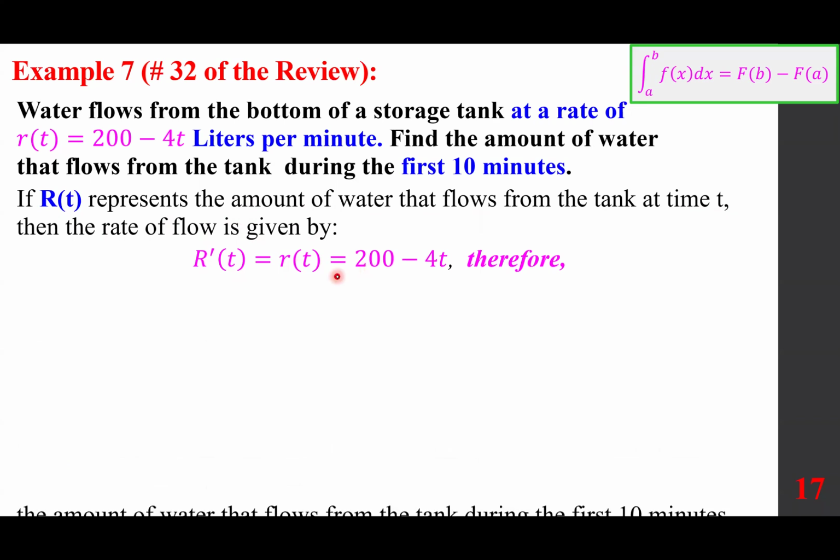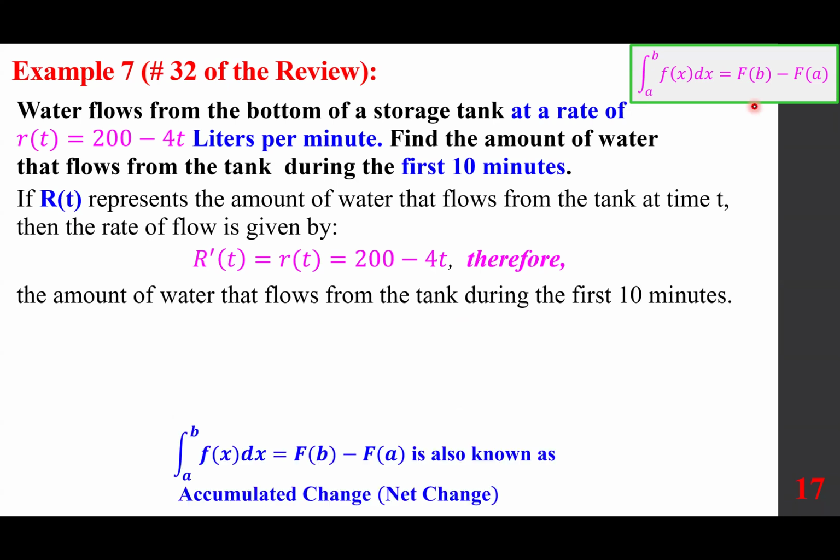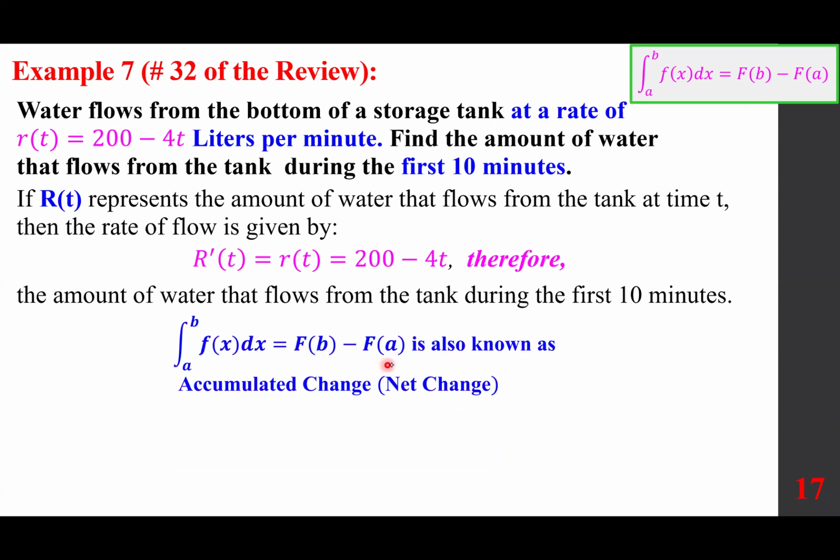So the amount of water that flows from the tank during the first 10 minutes follows the definite integral of a to b f of x dx, which is capital F of b minus capital F of a, also known as accumulated change or net change. So the integral of lowercase r of t from a to b, or more specifically 200 minus 4t dt from 0 to 10.